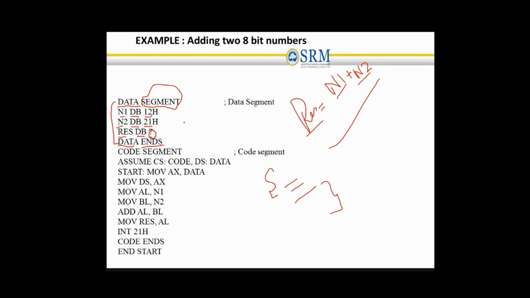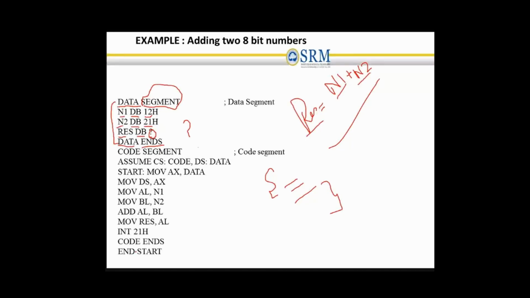So what is the use of question mark? I said, if I don't know the value, then I can initialize it with question mark. So the result I don't know. That only I am going to calculate. So I have declared two variables and result I put question mark. Why? Because I don't know the values.